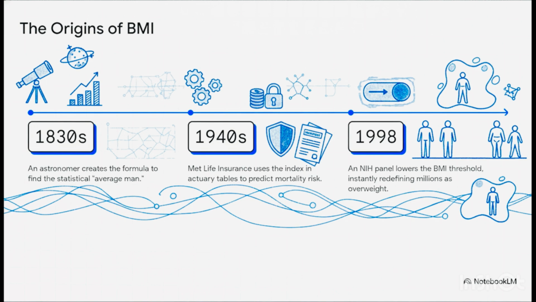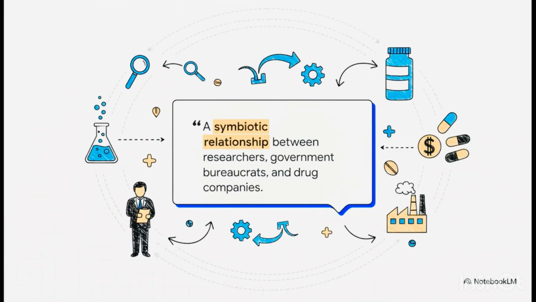Then insurance companies picked it up to calculate risk. And then in 1998, a government panel just decided to lower the threshold. And bam, overnight, 37 million Americans were suddenly overweight without gaining a single pound. The network administrators just changed the settings on everyone. So you gotta ask, who are these network administrators?